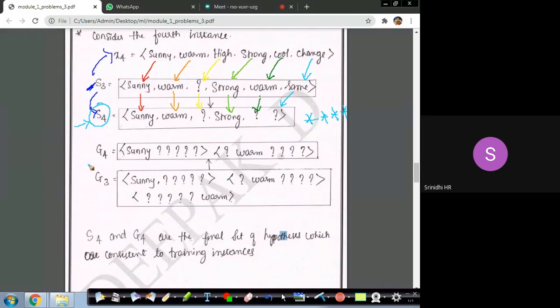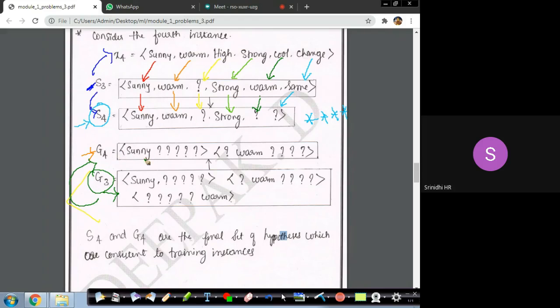Now, I need to update my G4. Coming back to G4, what is my G4 value? Go back to your G3 value. See, G3, I had this value. This was my G3 value, previous value. I need to update my G3 value to G4 value. You consider your S4 now. S4, I have sunny, warm, general, and strong. I have about three things.